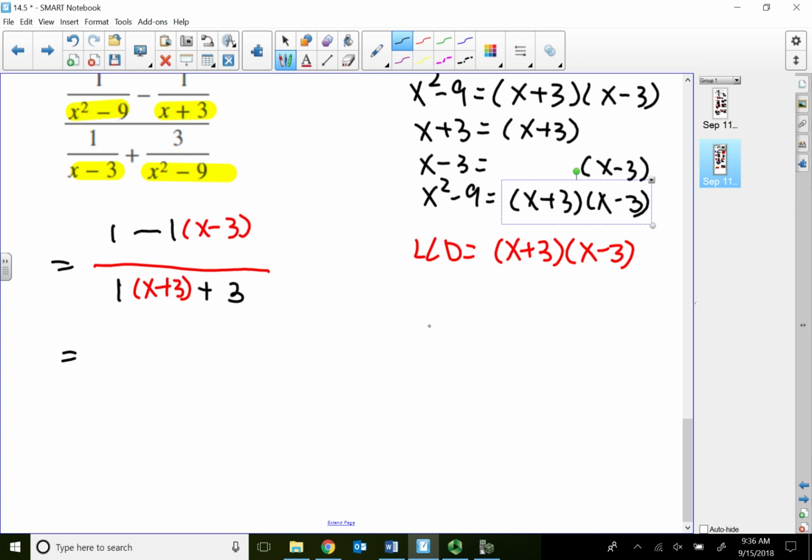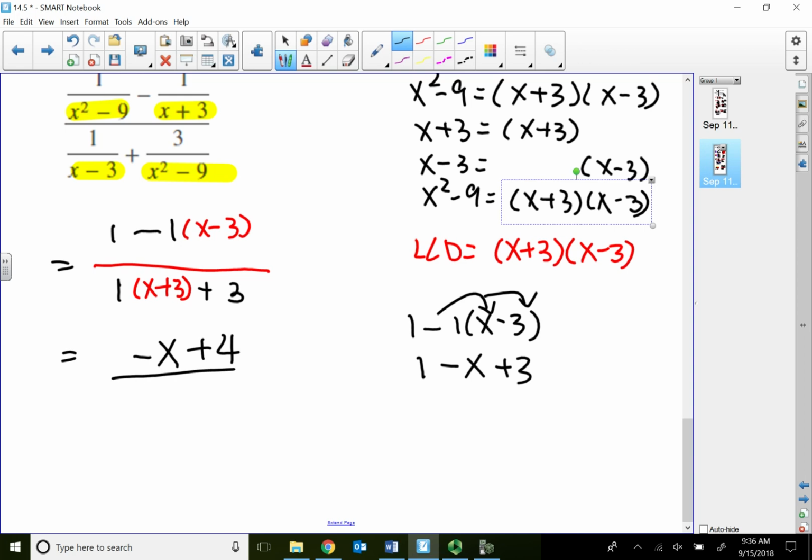The numerator, 1 minus 1 times x minus 3. The negative 1, do a distribution. So 1 is still 1, minus x plus 3, which will give me negative x plus 4, over the denominator, 1 times x plus 3 plus 3. 1, do a distribution, still gives me positive x, positive 3, and I still got that positive 3. So that would be x plus 6.